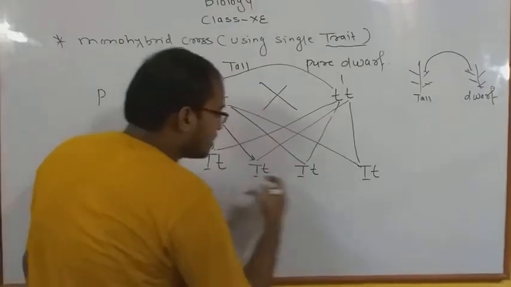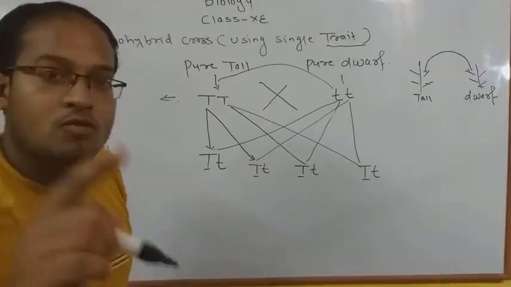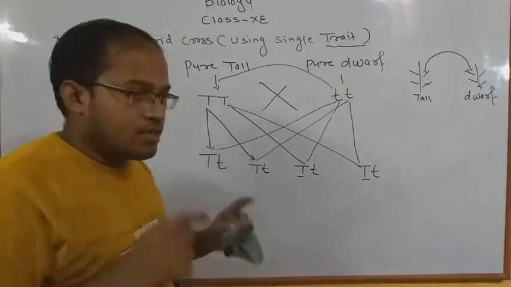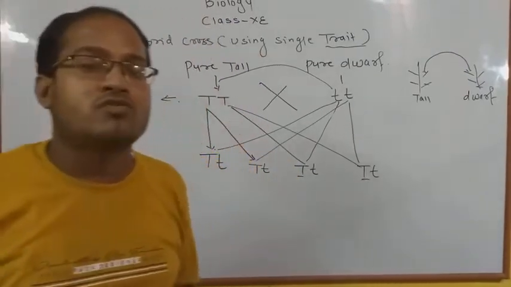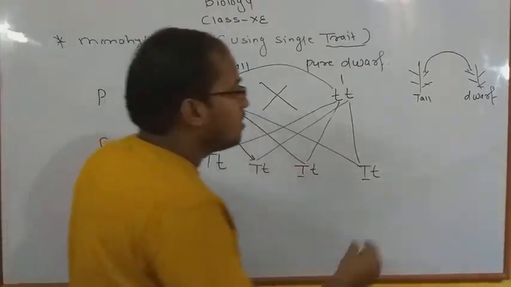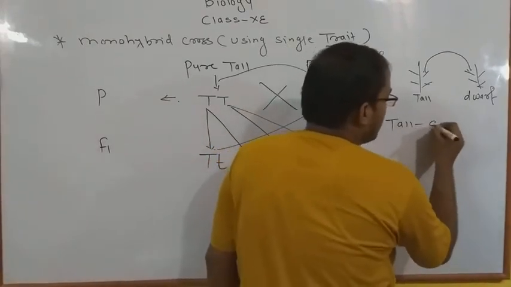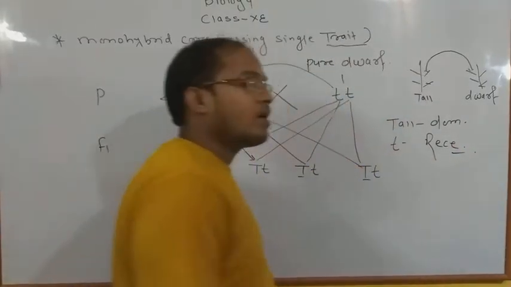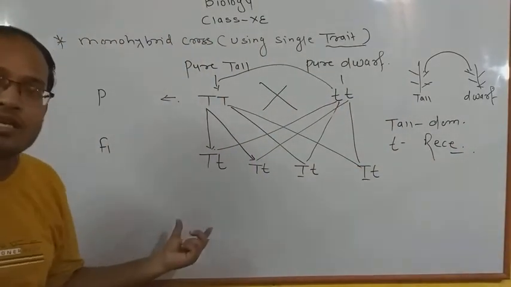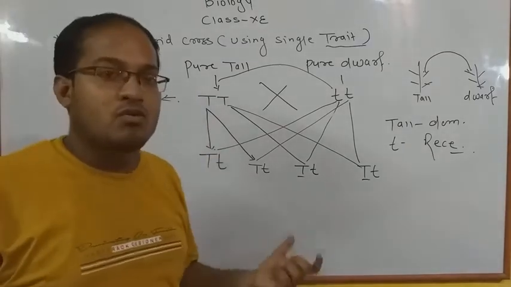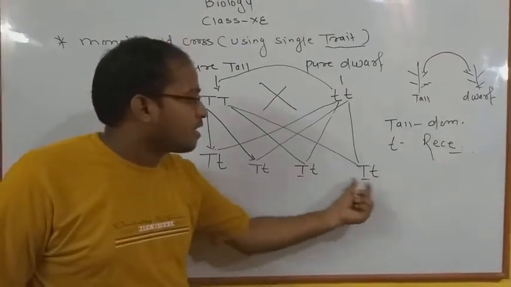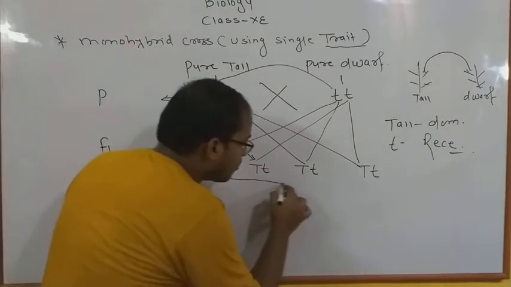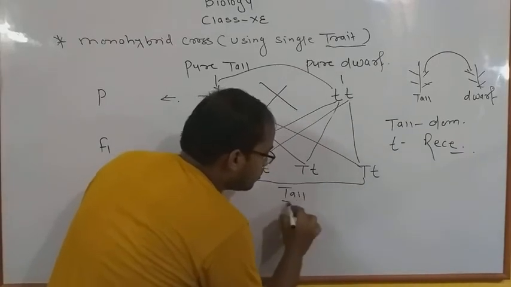Why? Because here tall is the dominant character and small t is the recessive character. It means that tall can show its character in any situation, anywhere. So here I am writing that tall is the dominant character and small t is the recessive character. Why? Because capital T is always dominant in nature, as it is able to express its own expression. So four outcomes we have obtained, and all four outcomes are tall in nature. There is no dwarf.